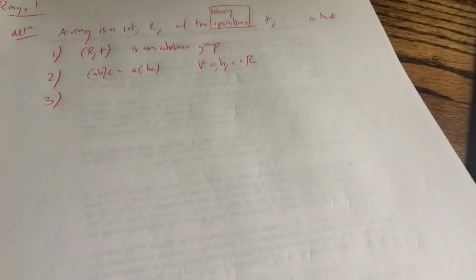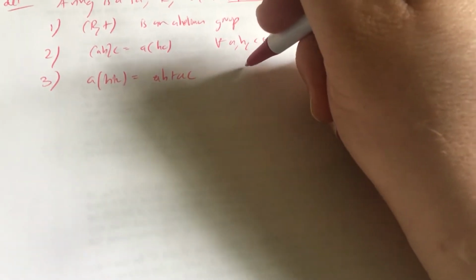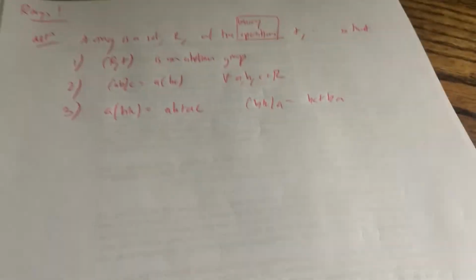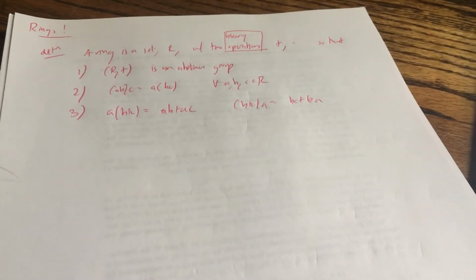Number 2 says multiplication is associative. So (AB)C is A(BC) for all A, B, C in R. And number 3, the distributive law. So A times (B plus C) is equal to AB plus AC. And (B plus C)A is BC plus BA. Okay, so that's a ring.